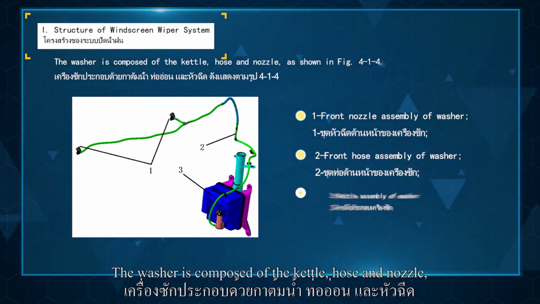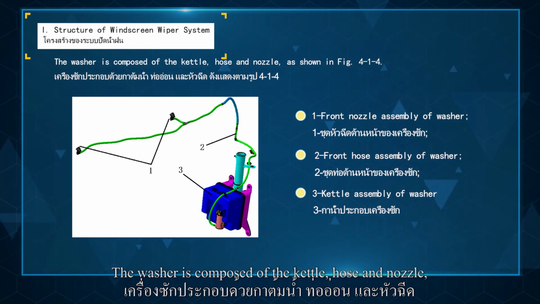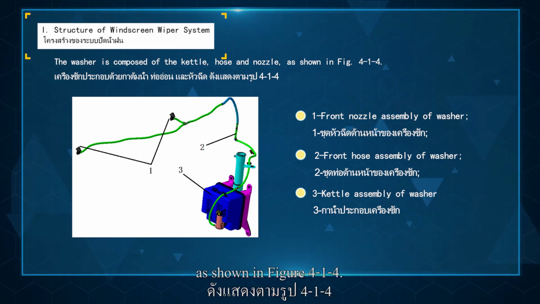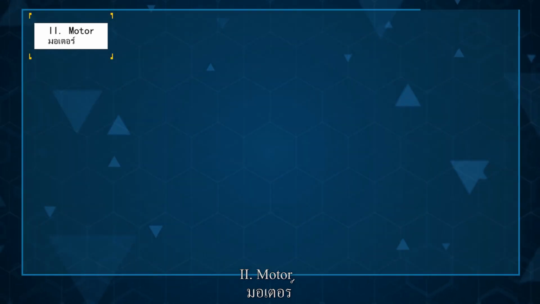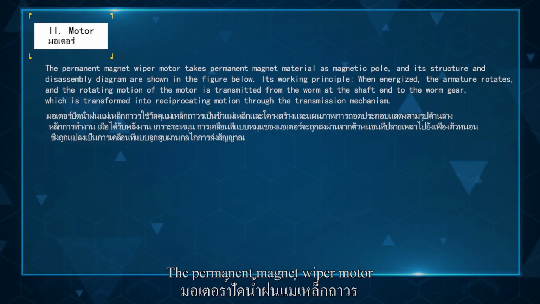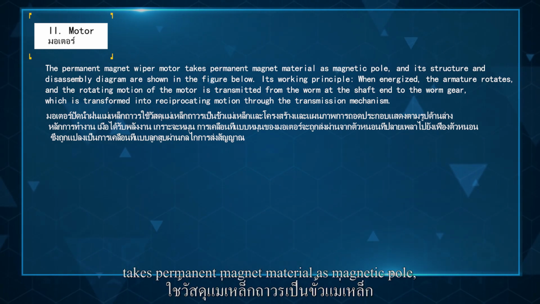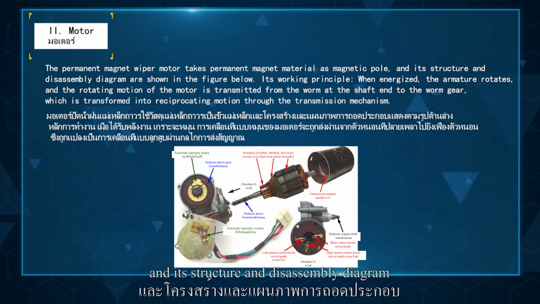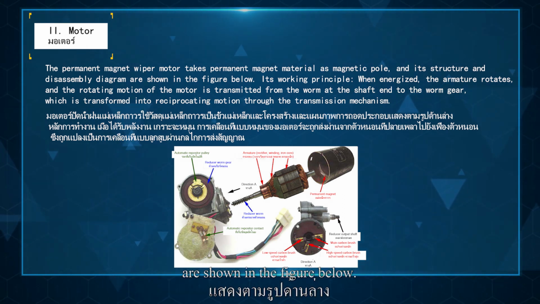The washer is composed of the kettle, hose, and nozzle, as shown in figure 4:1:4. 2. Motor. The permanent magnet wiper motor takes permanent magnet material as magnetic pole, and its structure and disassembly diagram are shown in the figure below.